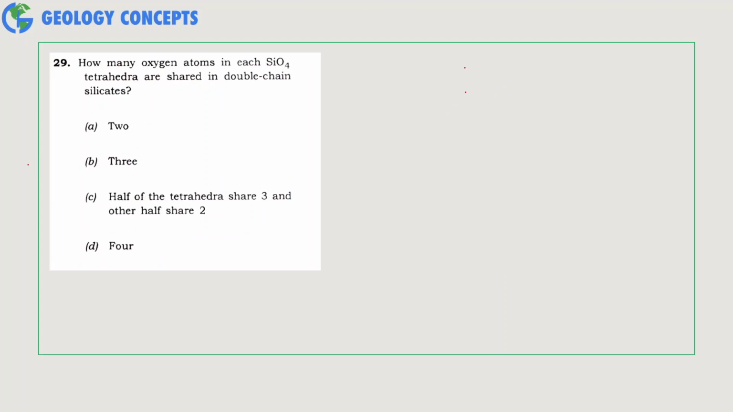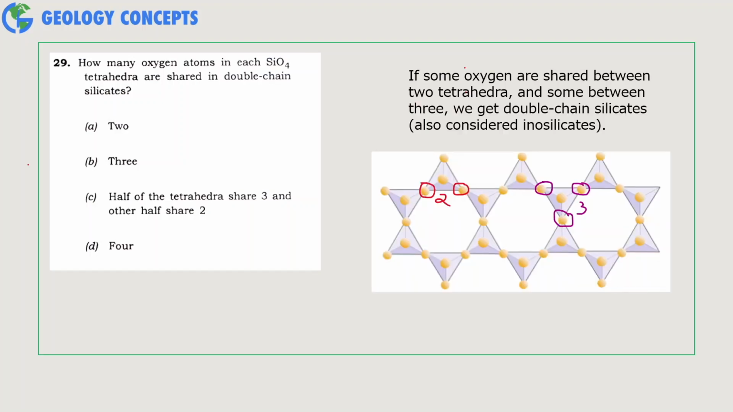How many oxygen atoms in each SiO4 tetrahedra are shared in the double chain silicates? Okay, so in a silicate structure, if some oxygens are shared between two silicon tetrahedra and some between three, we get a double chain silicate, which are also considered as inosilicates. As you can see from the figure, the upward pointing tetrahedra shares two oxygen and the downward pointing tetrahedra shares three oxygen. So half of the tetrahedra share three and the other half share two oxygen. Hence, option C is the correct answer for this question.